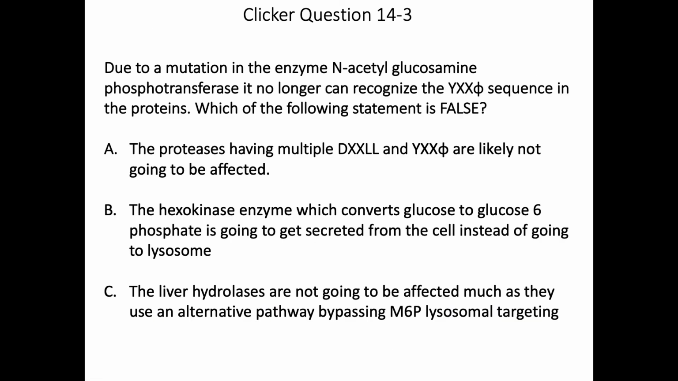Due to a mutation in the enzyme N-acetylglucosamine phosphotransferase, it no longer can recognize the YXX5 sequence in the proteins. Which of the following statements is false? The proteases having multiple DXXLL and YXX5 are likely not going to be affected. The hexokinase enzyme, which converts glucose to glucose 6-phosphate, is going to get secreted from the cell instead of going to the lysosome. The liver hydrolases are not going to be affected much as they use an alternative pathway bypassing M6P lysosomal targeting.